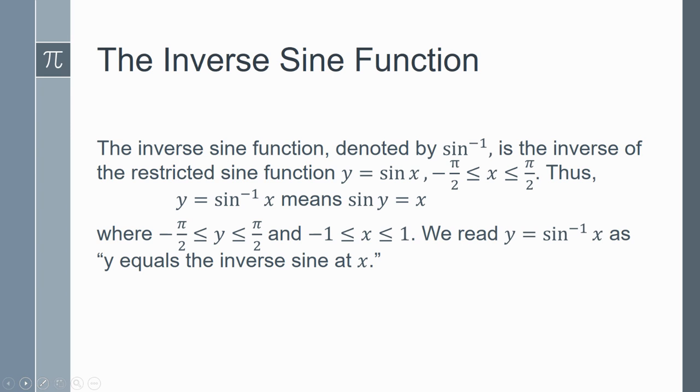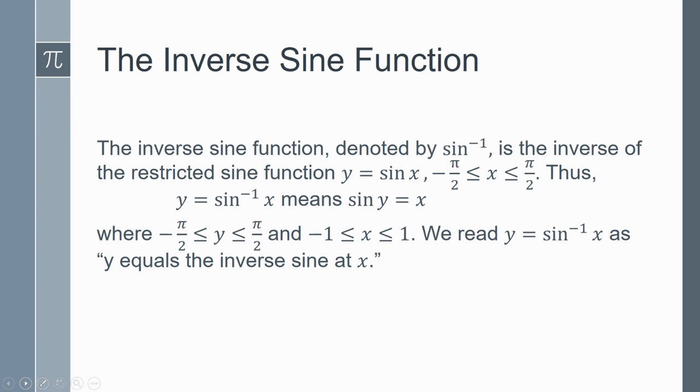Okay, remember, when you have an inverse function, that means that you flip the x and the y values around. So when we have y equals the inverse sine of x, it really means that the sine of y equals x. So that means that it's the y values then that have that restriction. So negative pi over 2 is less than or equal to y, which is less than or equal to pi over 2. And then that means that we have negative 1 is less than or equal to x, which is less than or equal to 1.